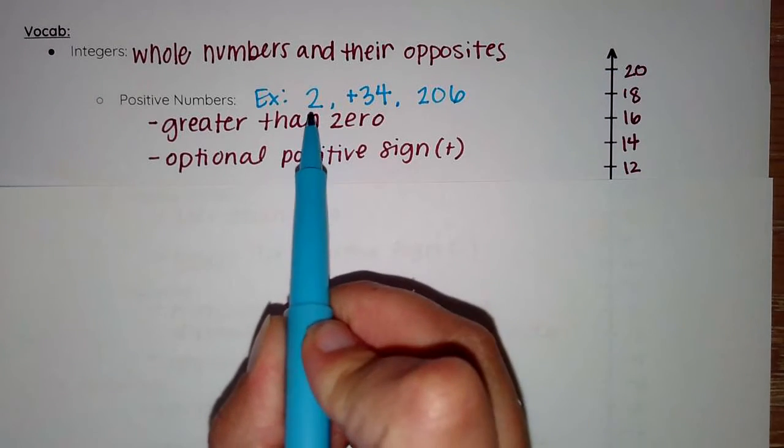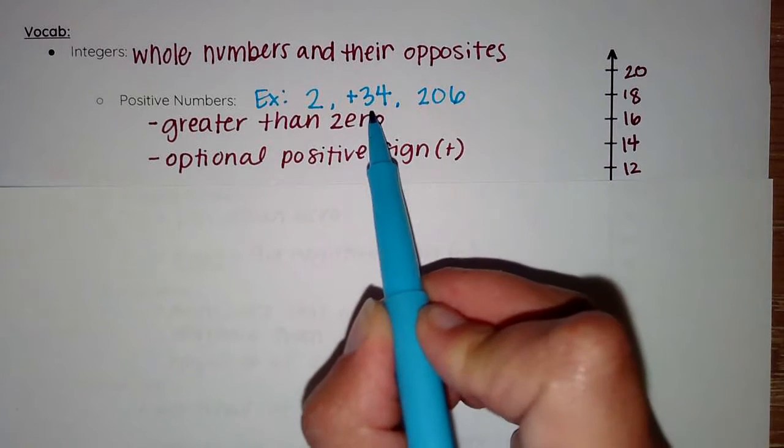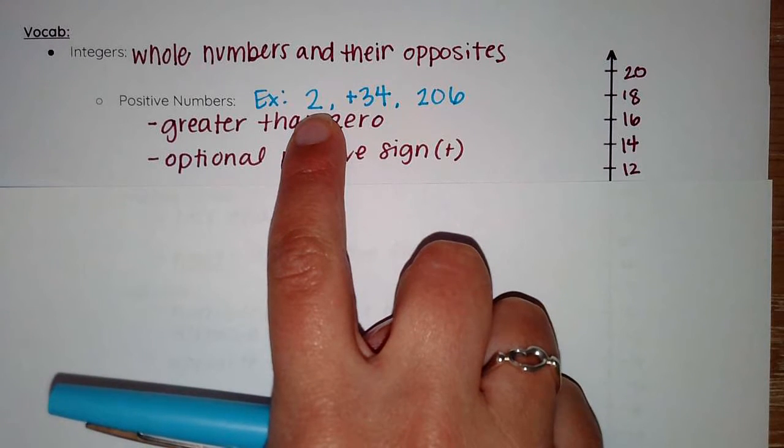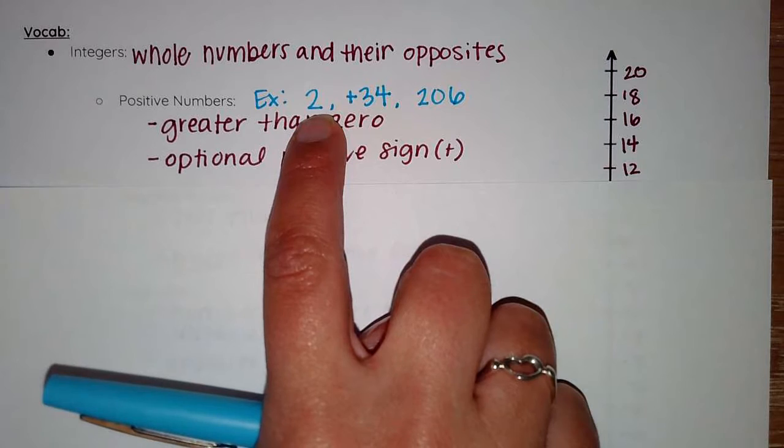So here, we do not use the positive sign, whereas here we do. Like I said, even though we don't see that positive sign, if there's not a sign, we know that it is positive.